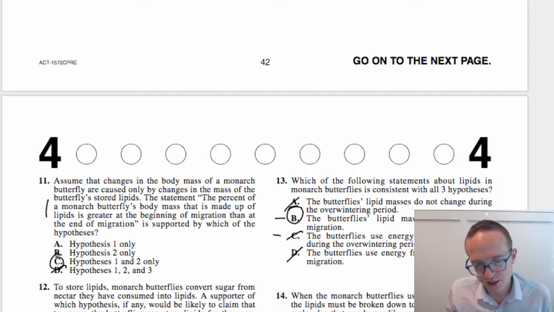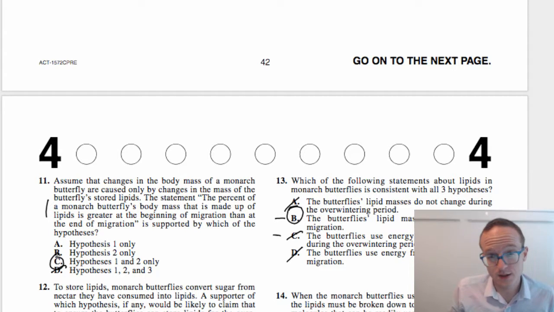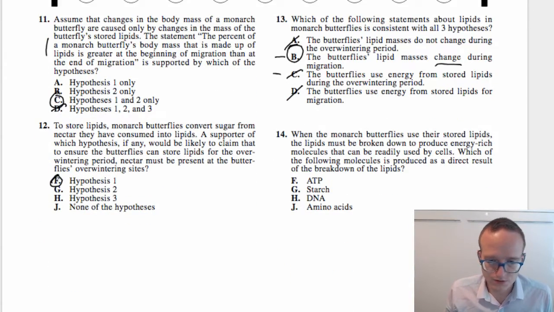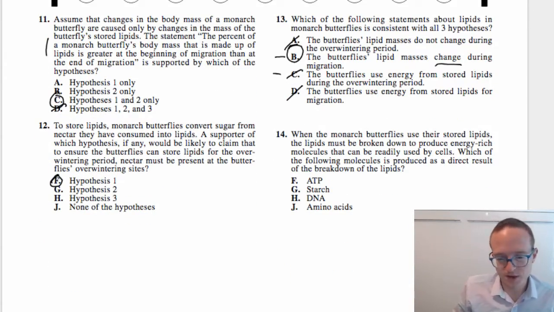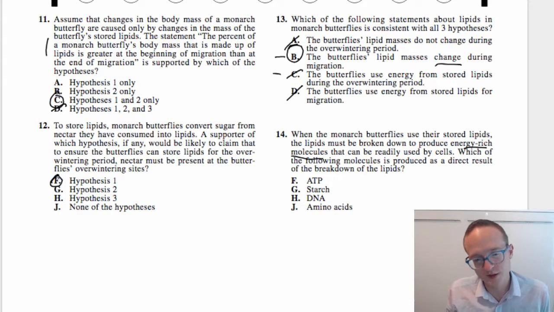It's just that they change during migration. Notice this word change does not say whether they increase or decrease. In hypothesis 1 and 2, I think they decrease. In hypothesis 3, it increases. When the monarch butterflies use their stored lipids, the lipids must be broken down to produce energy-rich molecules that can readily be used by cells. Which of the following molecules is produced as a direct result from the breakdown of lipids?